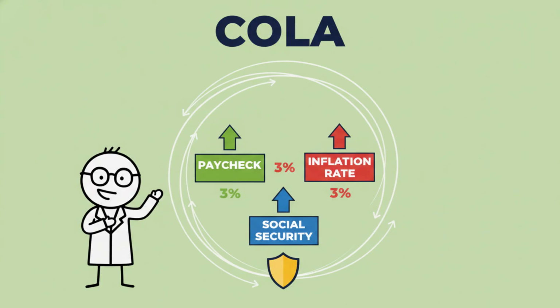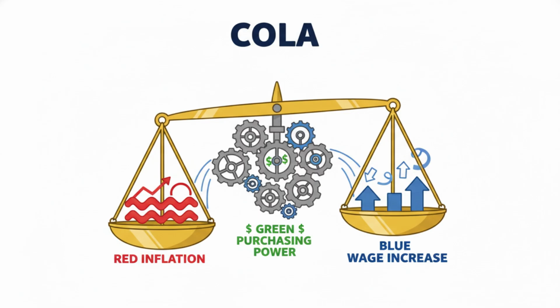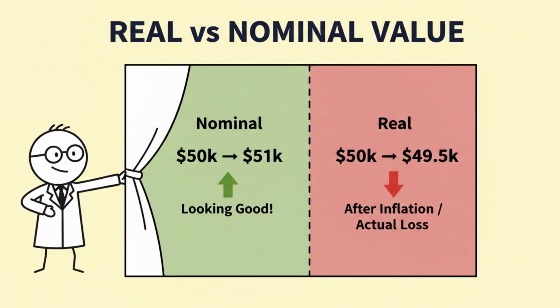Cost of living adjustment, or COLA. Automatic increase in wages or benefits to keep pace with inflation. Social Security uses this. Some employers offer it. If inflation is 3%, your Social Security check increases 3%. It protects purchasing power. What does inflation actually do to you?